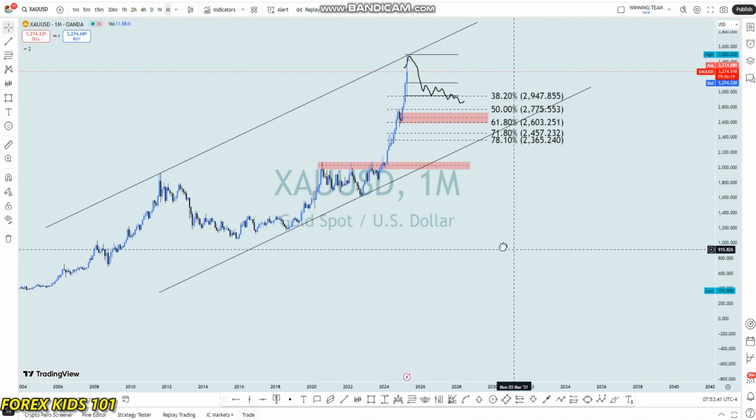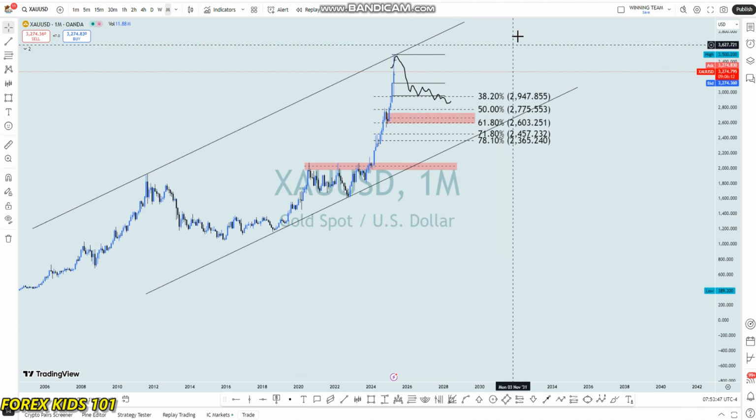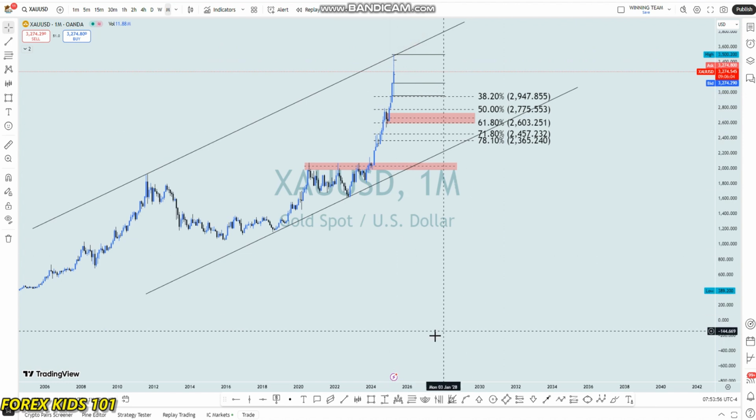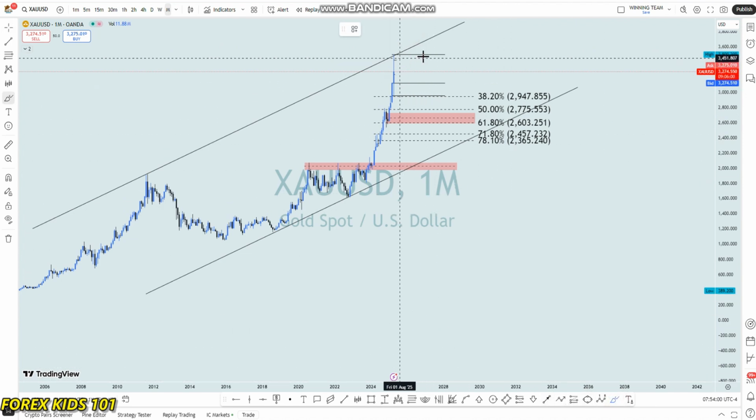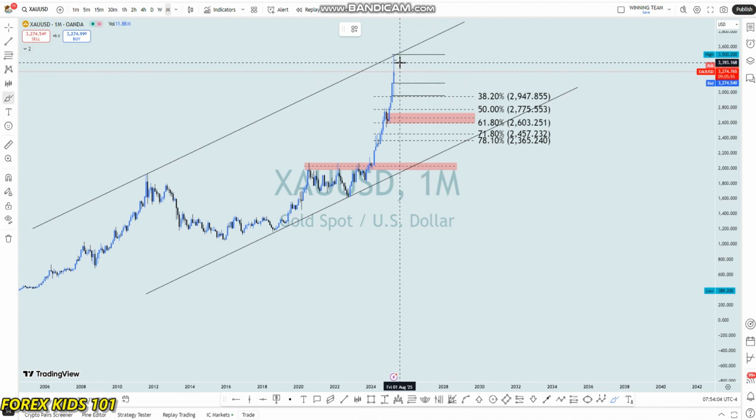Most likely we will see it consolidating to come and try to retest this area here on the trend before we see another bullish leg continuing to the upside. That's what we are going to be waiting for, or what I'm anticipating might come to pass on gold. But remember guys, trading is reactive, not predictive, so we can't predict what will happen. We can only react to what happens.